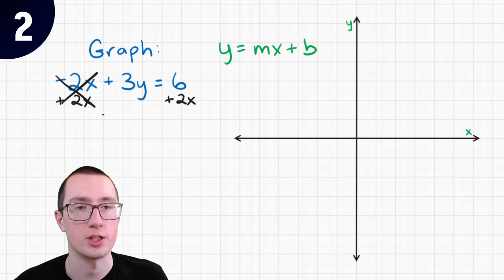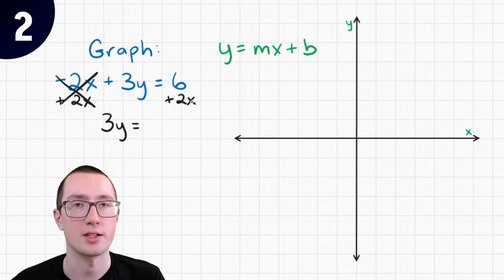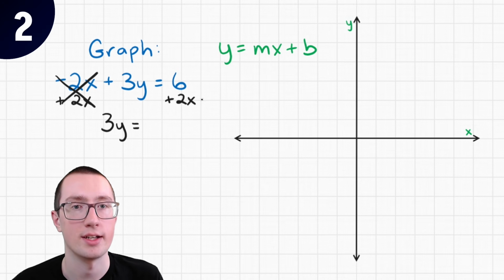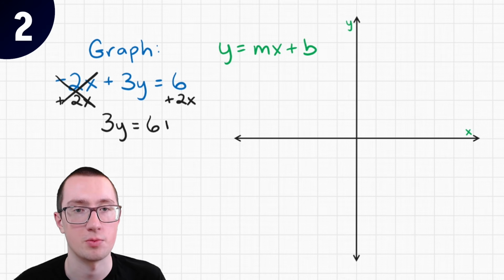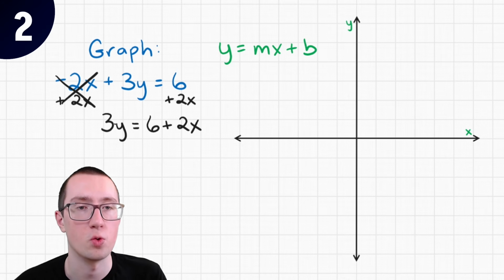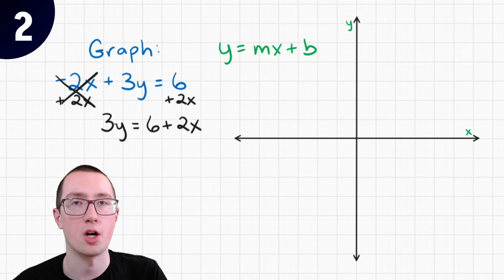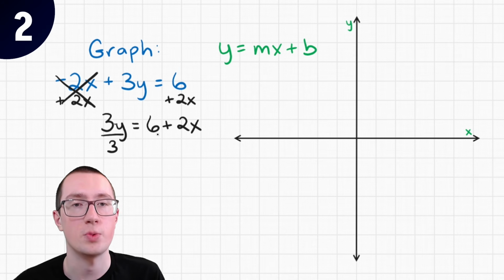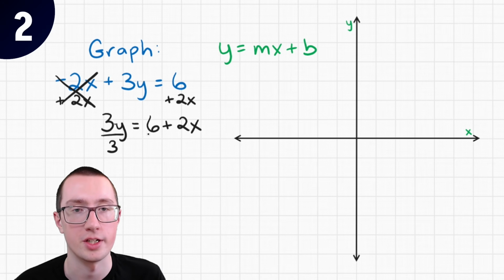On the left side, we just have 3y. But on the right side, we have 6 plus 2x. And we actually can't add these because they're not like terms. One has an x and the other one doesn't. So we're just going to leave it as 6 plus 2x. So now to just get rid of this 3 that's being multiplied to y, I'm going to do the opposite of multiplication, which is division.